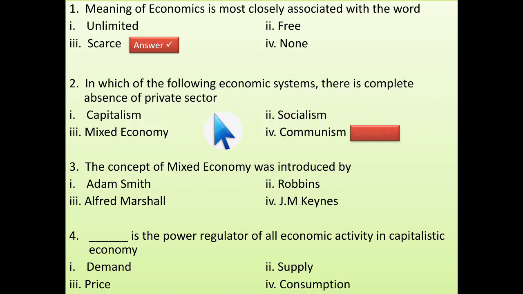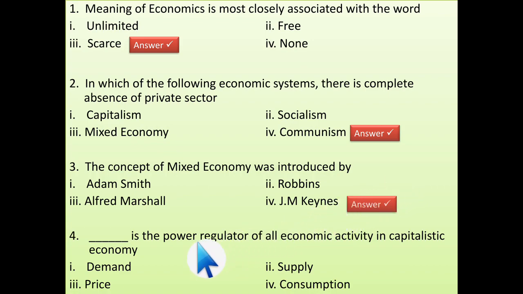Next question: in which of the following economic systems is there a complete absence of the private sector? Well, answer is communism. Why not socialism? Because in socialism, as I have mentioned, some portion of private sector involvement is there. But in communism there is absolutely no presence of private sector. Only government sector presence.